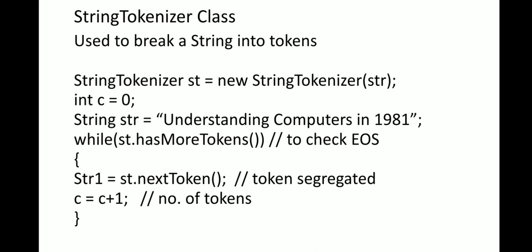And within the while loop, you are simply segregating the token using the nextToken method. So now the token is segregated and it is stored in str1, and each time you segregate a token, you are incrementing the value of c, so that when you come out of the while loop and print the value of c, you can know the number of tokens present in this string. So this is the use of the StringTokenizer class. This class is used to break a string into tokens.